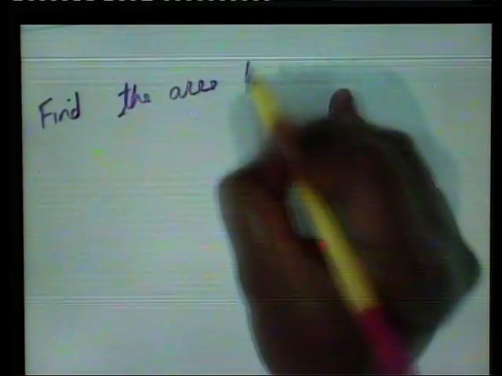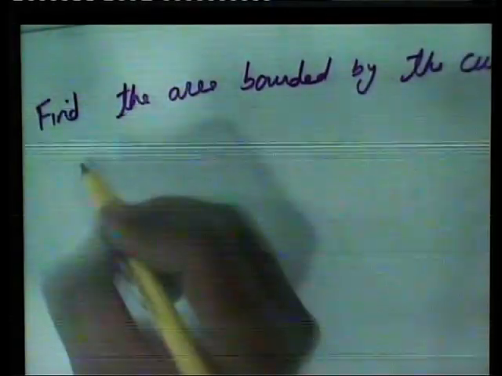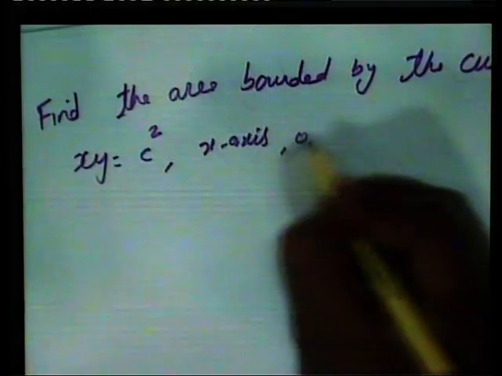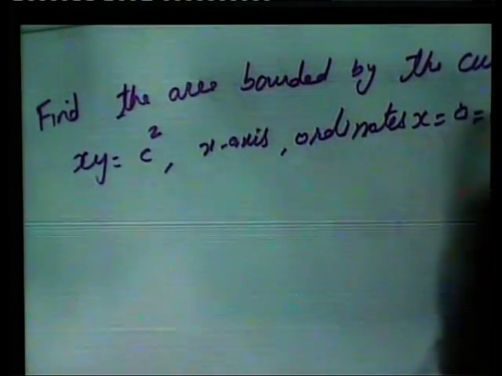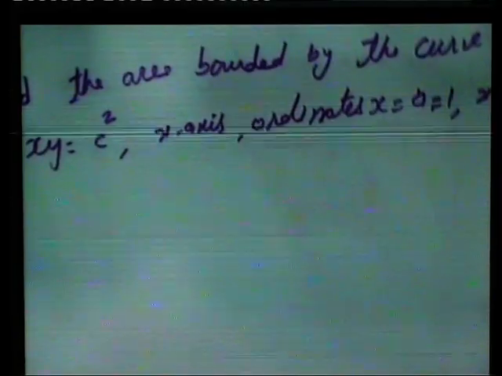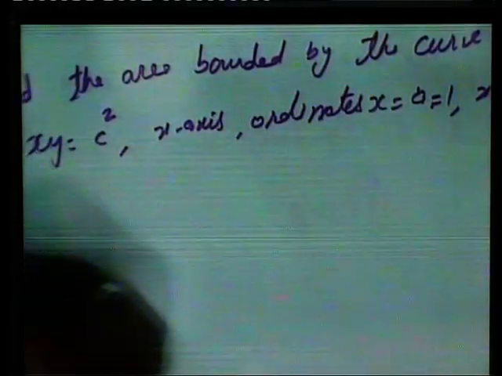Now we will do the questions of area. First question: find the area bounded by the curve xy is equal to c square, x-axis, ordinates x is equal to a, that is 1, and x is equal to b, that is 2.